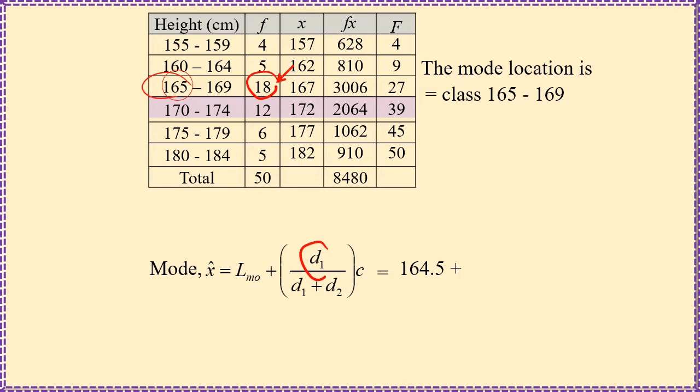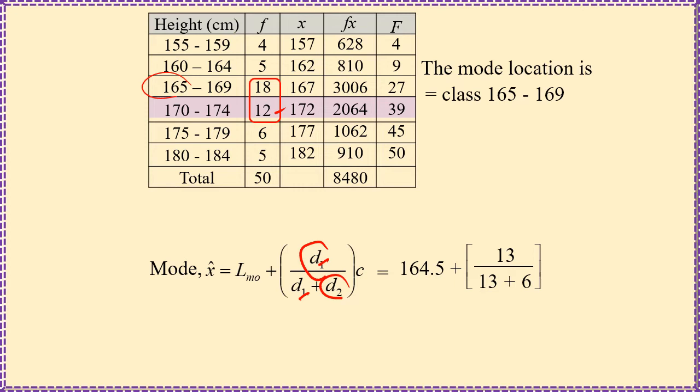What is D1? The difference between the frequency of the modal class and the class before. So what is the class before? It will be the upper one. Okay, so we can see here we have 18 and 5. So what is the difference between 18 and 5? We just have to subtract, right? 18 minus 5 will be 13. And then what is D2? D2 will be the difference between the frequency of the modal class, which is 18, and the class after. Okay, so the class after is 12. So 18 minus 12 is equal to 6.